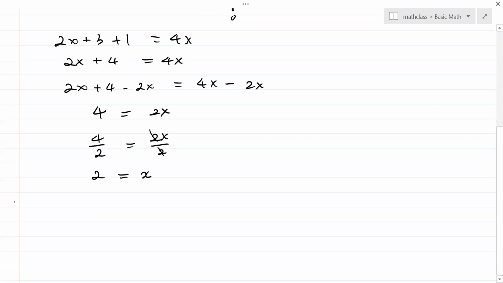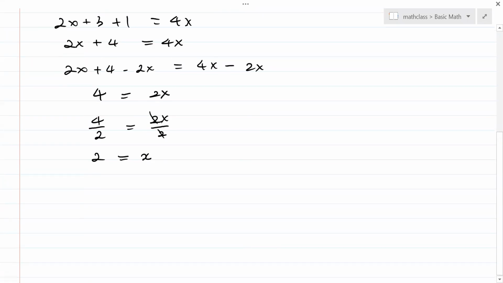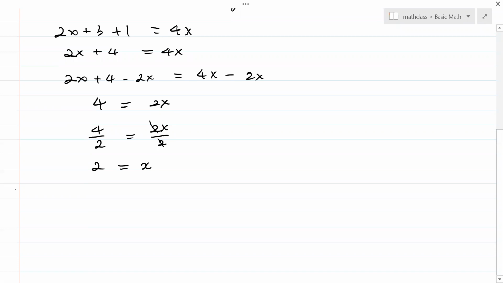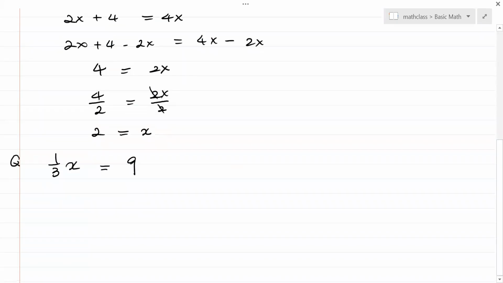Now, what are we going to do today? We are going to continue studying linear equations, but we are going to deal with fractions, coefficients that are fractions. So here's a question: if we have 1/3 of x equals 9, for example, this is a very simple equation, and the coefficient is a fraction.